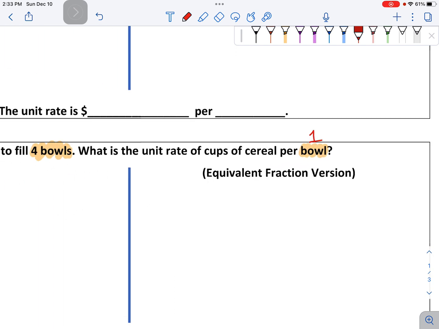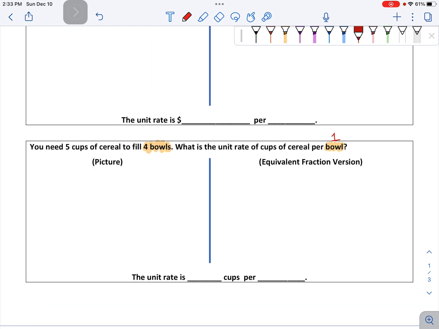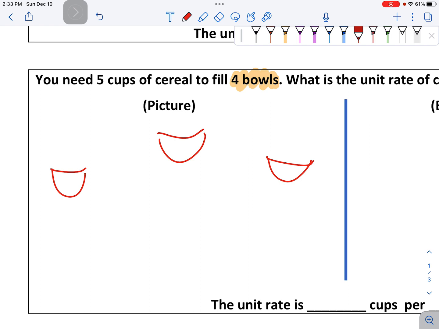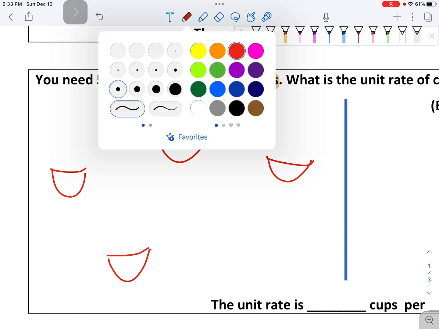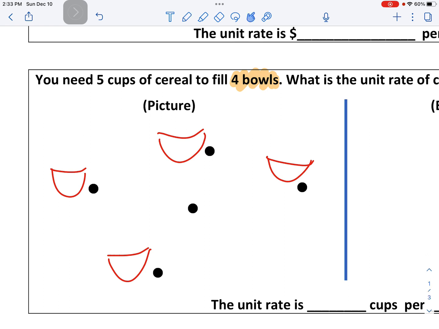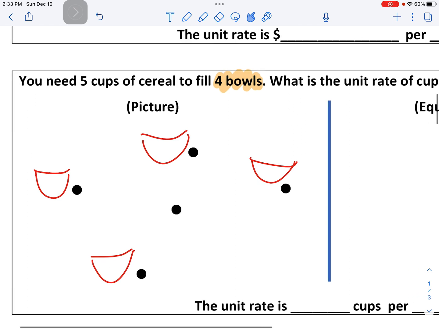I think this problem is a little bit tricky to draw a picture of. Here are my bowls. It started with 4. Bowl 1, bowl 2, bowl 3, bowl 4. So now I have 5 cups of cereal. All right, here we go. Cup 1, cup 2, cup 3, cup 4, cup 5? What do I do now? I'm feeling kind of stuck. So I'm going to pause right here, and I'm going to go over to the equivalent fraction version.